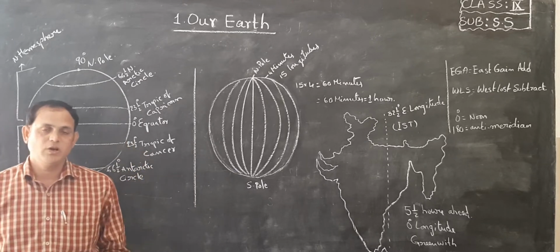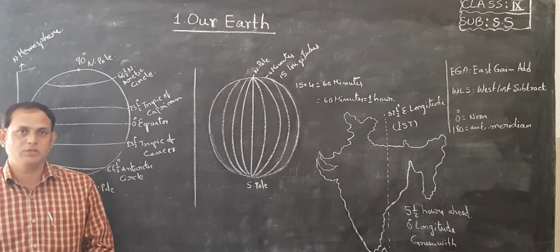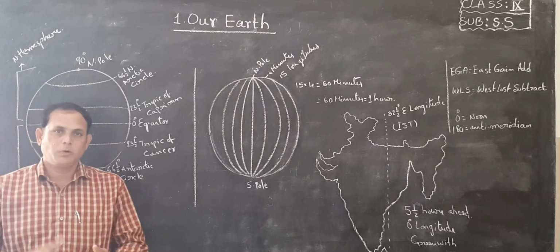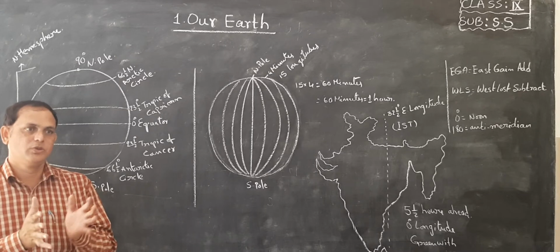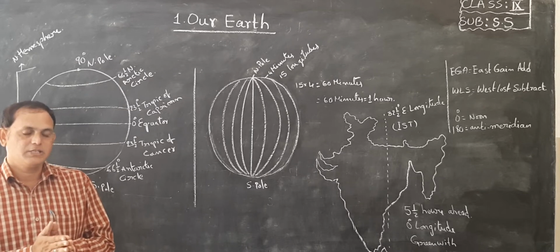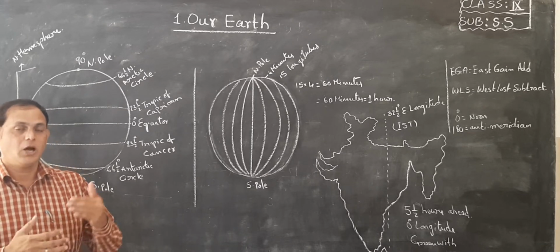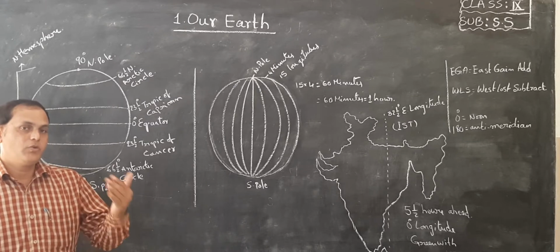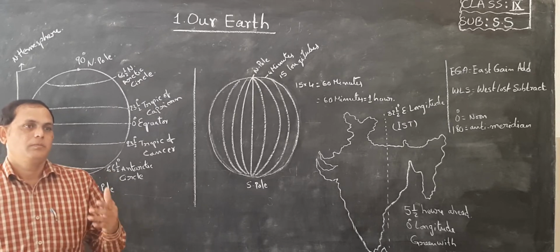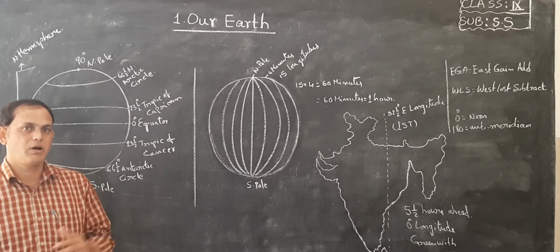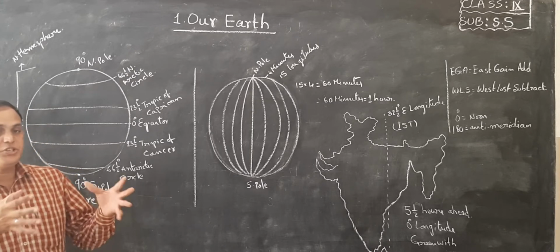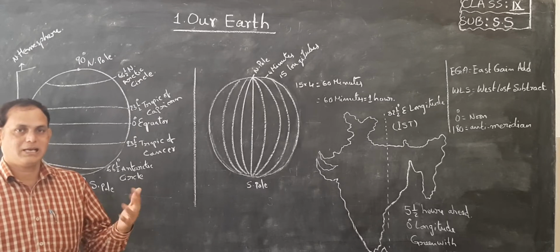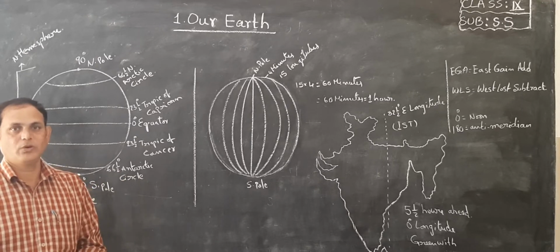In the previous video also I explained the first lesson about the earth: the origin of the earth, how the universe began, and how mountains, valleys, plains and plateaus form. Next, the interior of the earth: mantle, crust, outer core, inner core, etc.